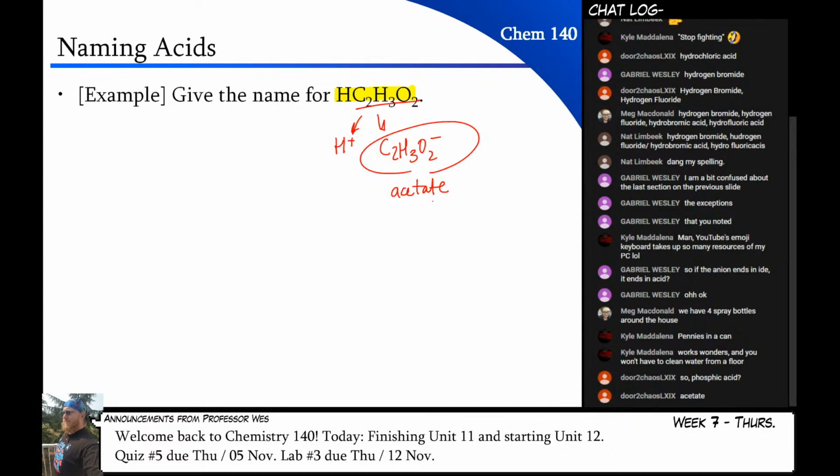Now we follow the naming rules for acids. We would say, okay, it ends in "ate," so I'm going to get rid of that. And then I'm going to add "ic acid." And so there's the new name of our acid, acetic acid.